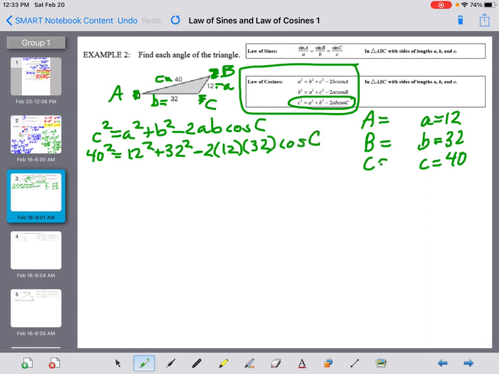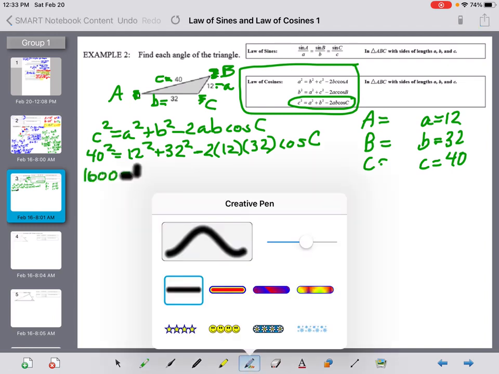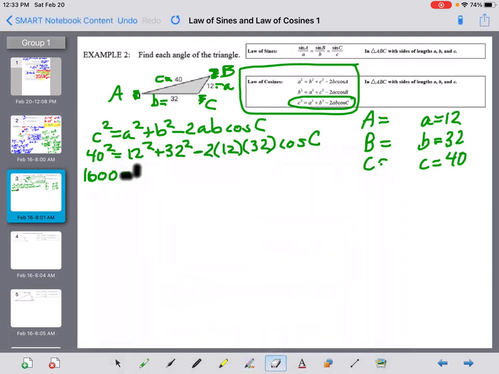Notice I had enough information and was able to plug in everything except the angle. And remember, anytime we're trying to solve, we don't want more than one variable left over. We want only one. So make sure you have enough information to fill in all the rest of the variables. All right. A lot of computations here. 40 squared is 1600. 12 squared is 144.